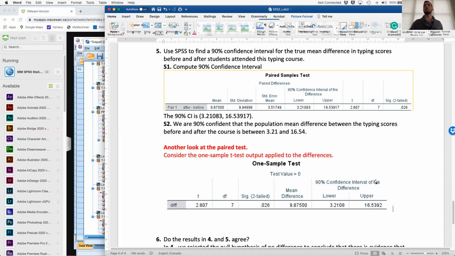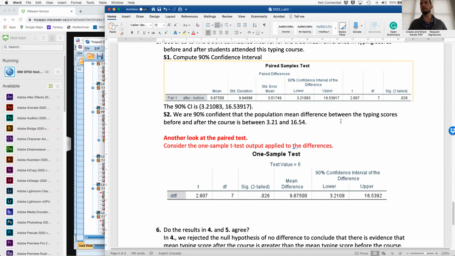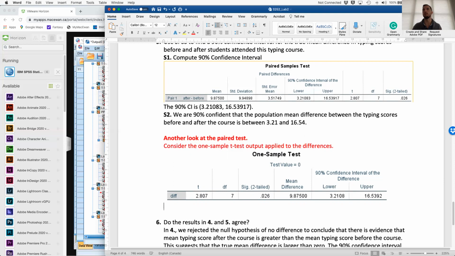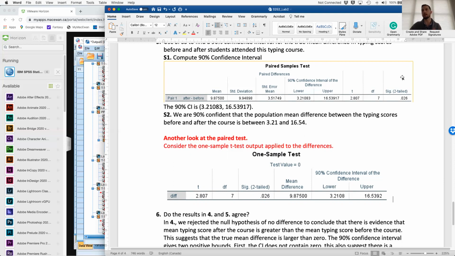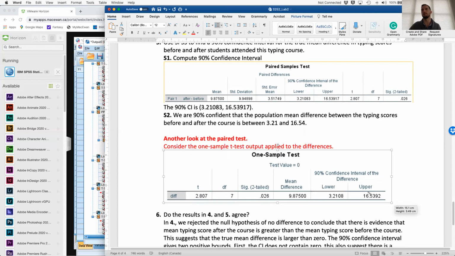So check that out. You can see our t-value here, 2.87, is the same as the paired t-value. Our p-value here, 0.026, is the same as the p-value. And the confidence interval, 3.21 to 16.539, is the same as that given in the paired sample output. So what a paired t-test really is, is just a one sample t-test applied to the difference variable directly. And we can get at that in two different ways using SPSS, through the paired sample selection or through the one sample t-test selection.